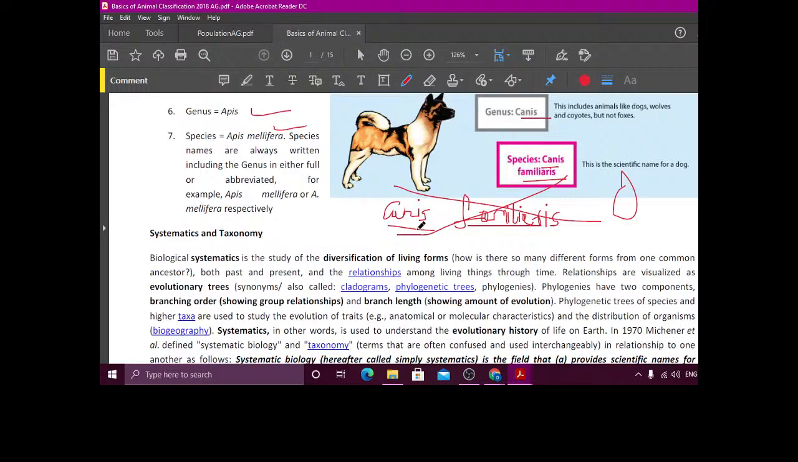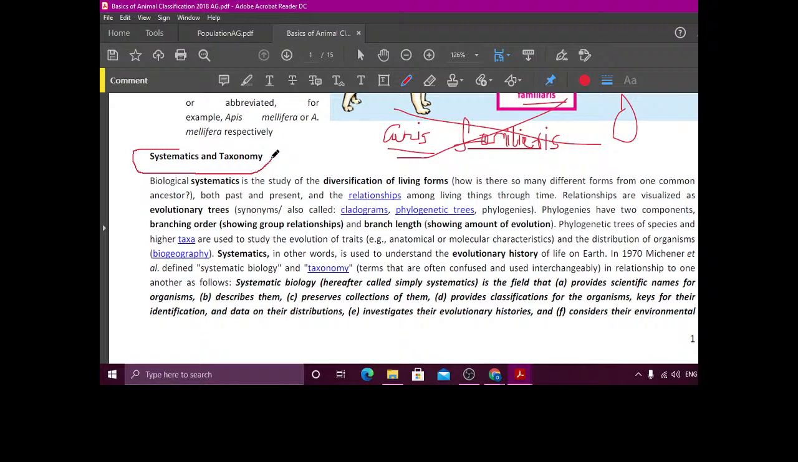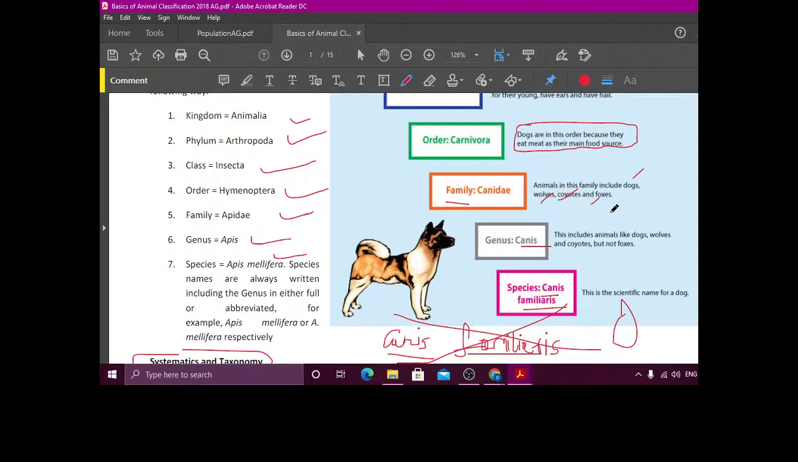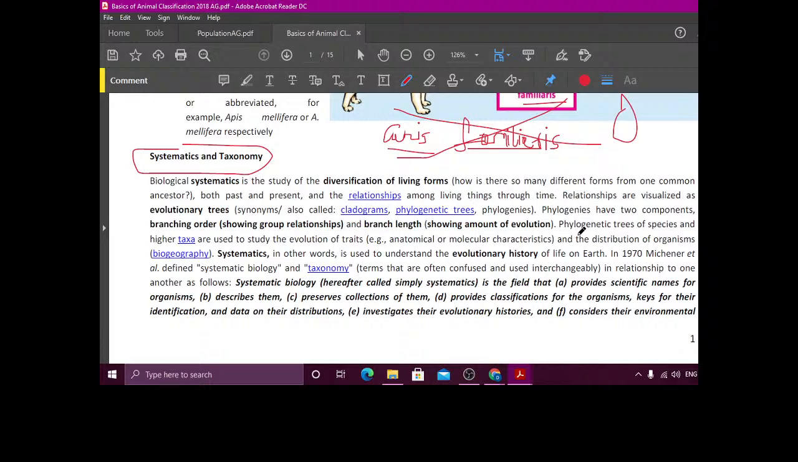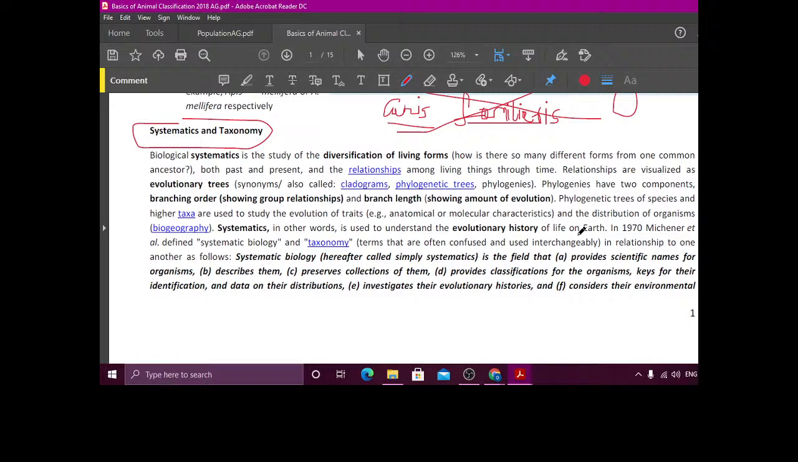Now let us go to the definition of what systematics is and what taxonomy is. So we understood what is classification. Classification means it is the science of grouping organisms together on the basis of similarities, and on the basis of similarities putting them in different groups. And you classify in the system of 7 ranks, that is kingdom, phylum, class, order, family, genus, species. Now we are coming to the new part, what is systematics or systematic biology, and what is taxonomy.